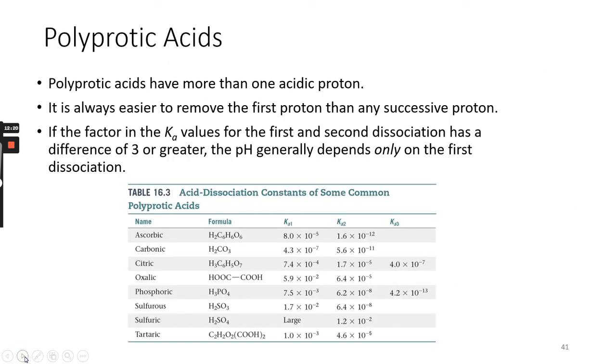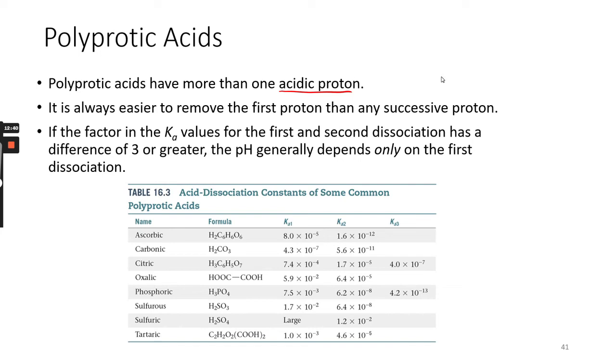We also have acids that have more than one hydrogen in them. When they have more than one hydrogen, we call that polyprotic. Poly means more, and proton means protons. So these polyprotic acids have more than one acidic proton.